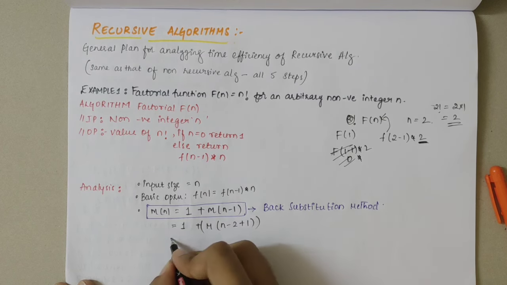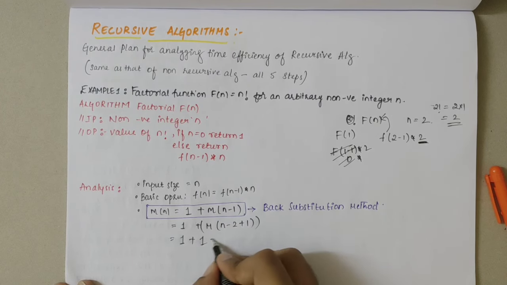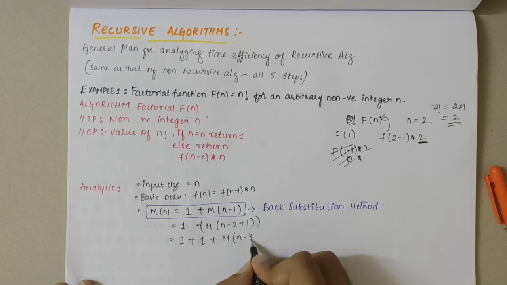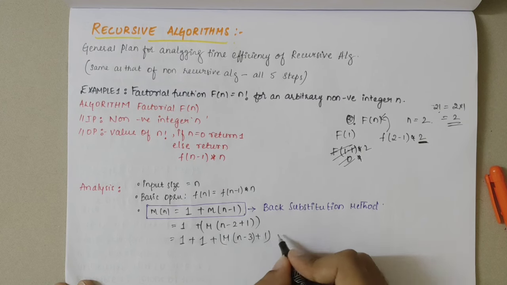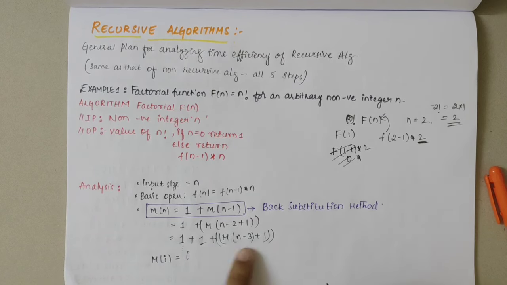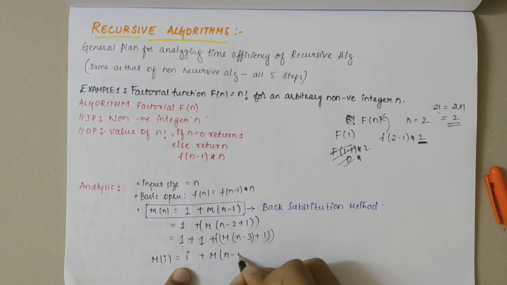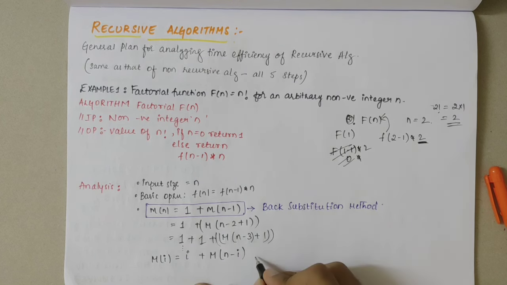So again I'll repeat the same, again substitute m of n value here, so I'll get 1 plus this 1 will come here, plus m of n minus 3 plus 1. So this will keep on continuing. So I can reach a stage where m of i is equal to i, because for n minus 3 we had got 3 ones, right? So for m of i I can get i number of values here, that is i plus m of n minus i. So this is for the ith value which I have obtained.